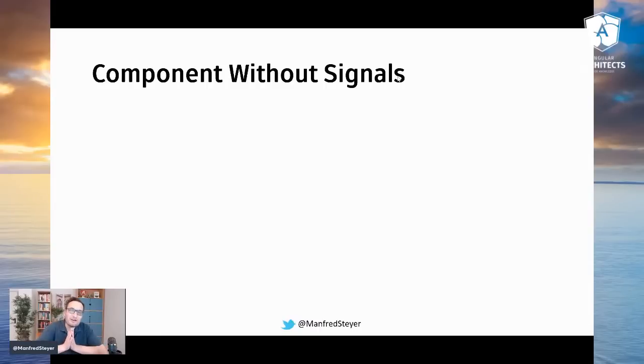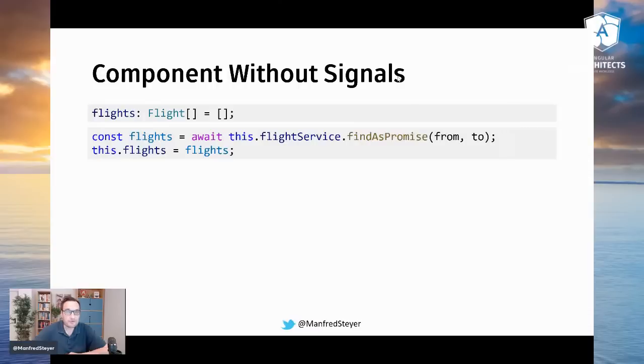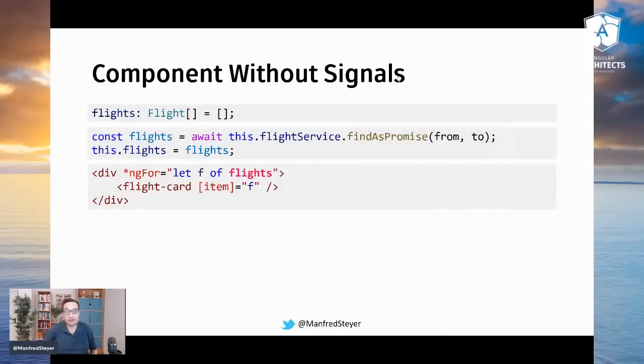So I think in order to show how signals work, it's best to compare a traditional application that is not using signals with a signal-based one. Here I'm starting with a traditional application. I have something like a property that is of the type of an ordinary class or interface. Here it is a flight array. I set this value, and I data bind this value here within a for loop. Straightforward. If we went with signals, it would look quite similar.